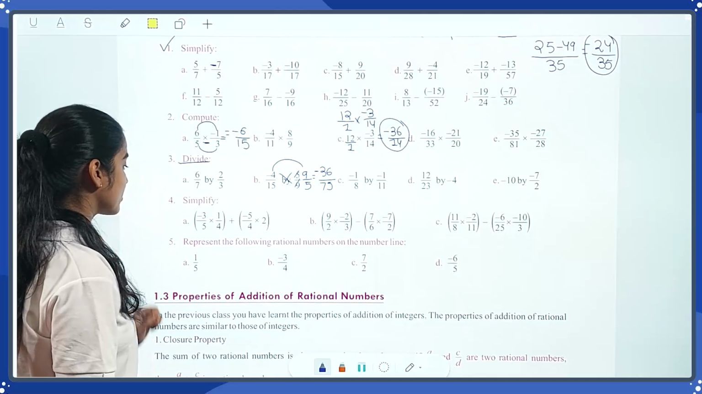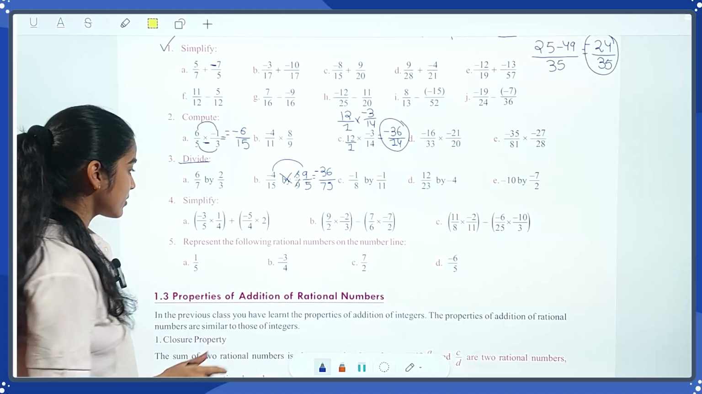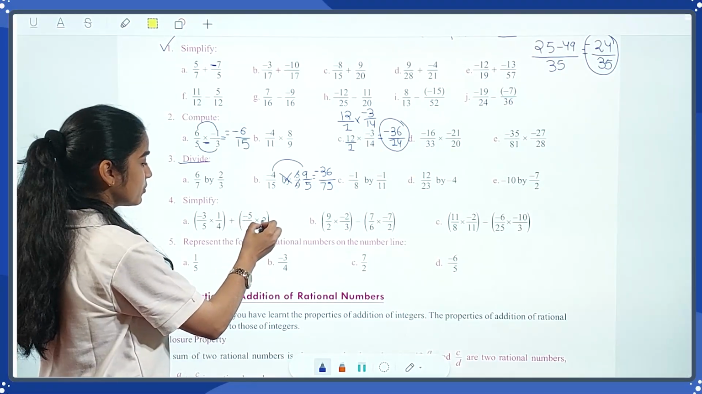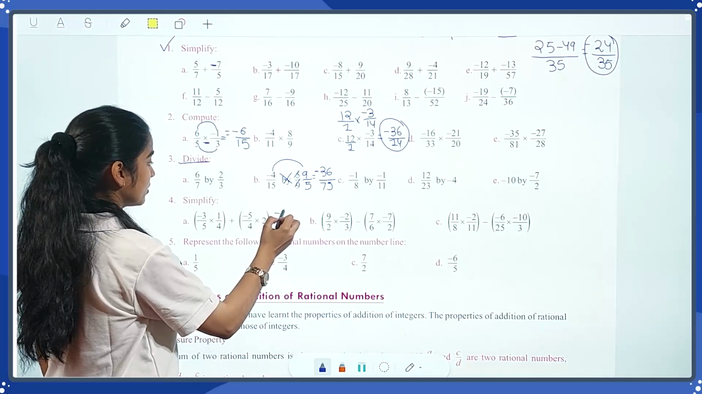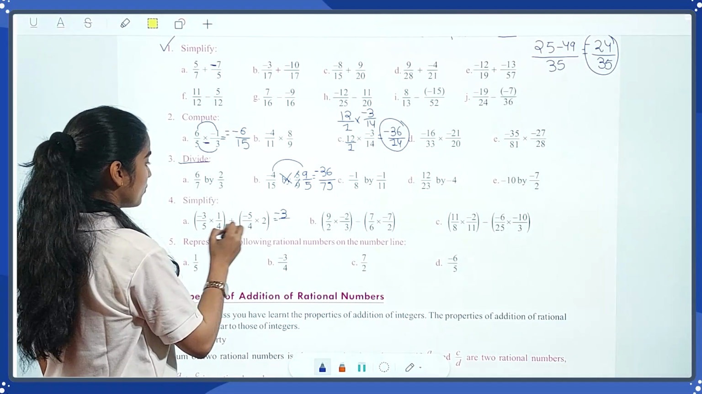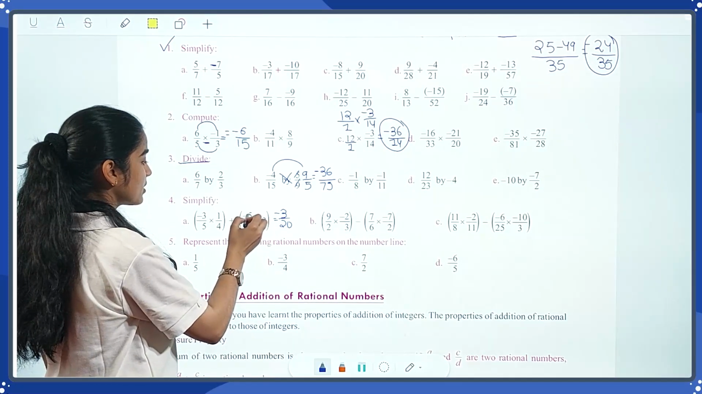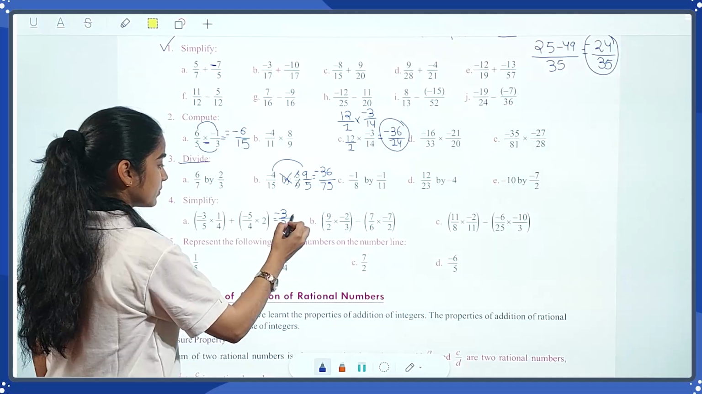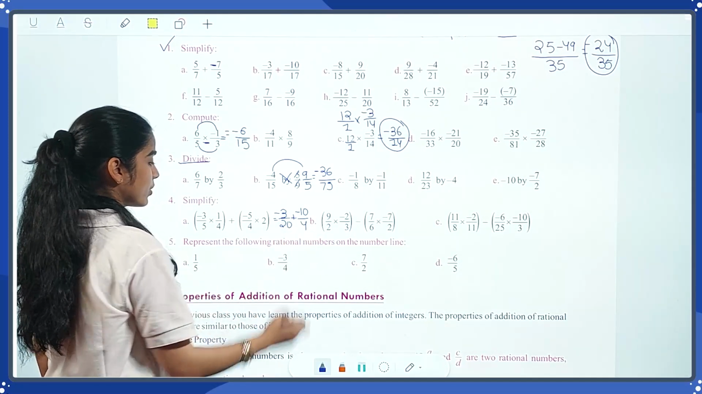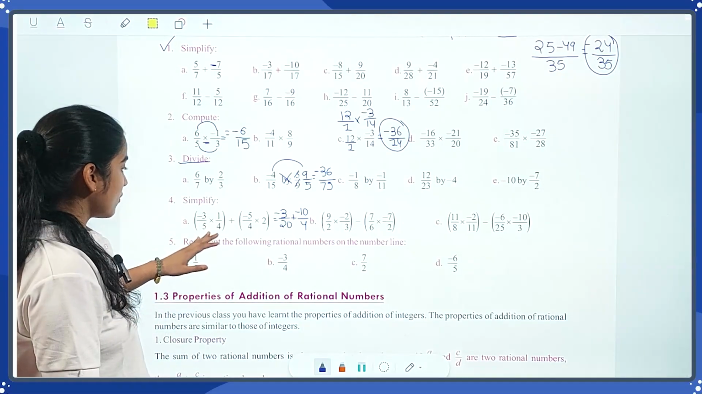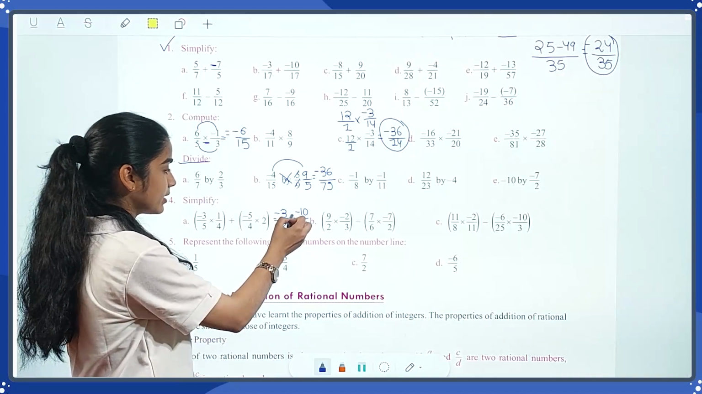Now simplify this. According to the BODMAS rule, first we have to solve our brackets. So 5 multiplied by 2, first solve this. So minus 3, 5 by 4 is 20. Okay. Next we have minus 5 multiplied by 2, minus 10 upon 4. So first we solve our brackets. So we have our answers. Now we have to add them.